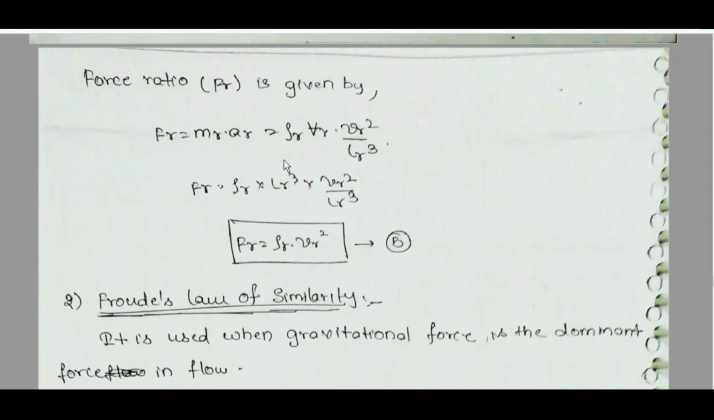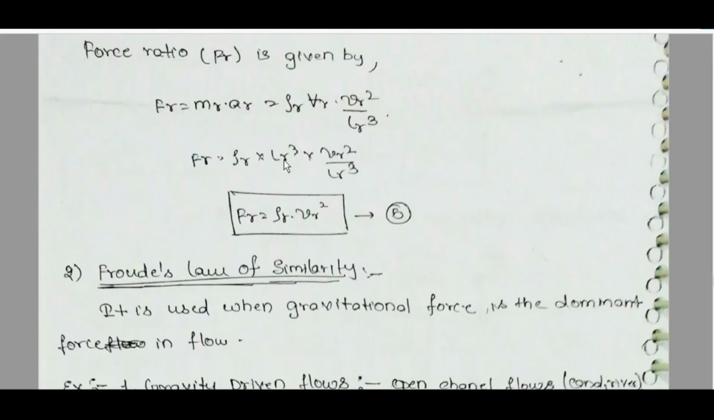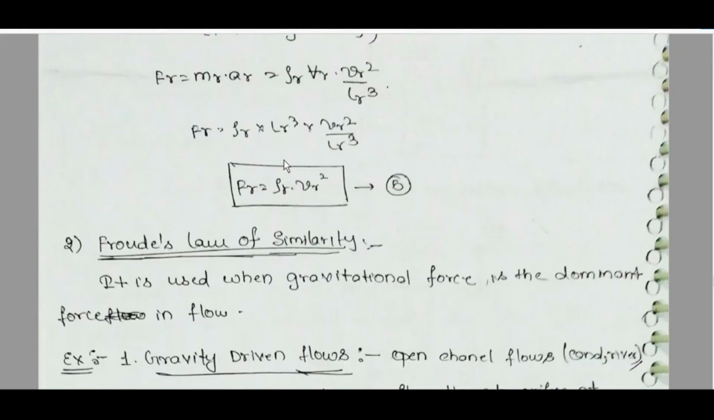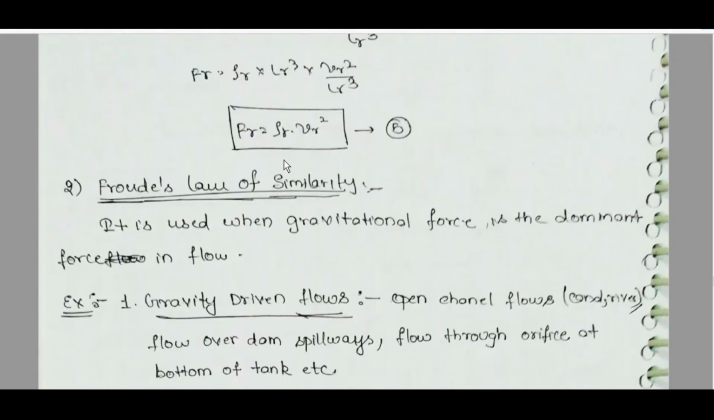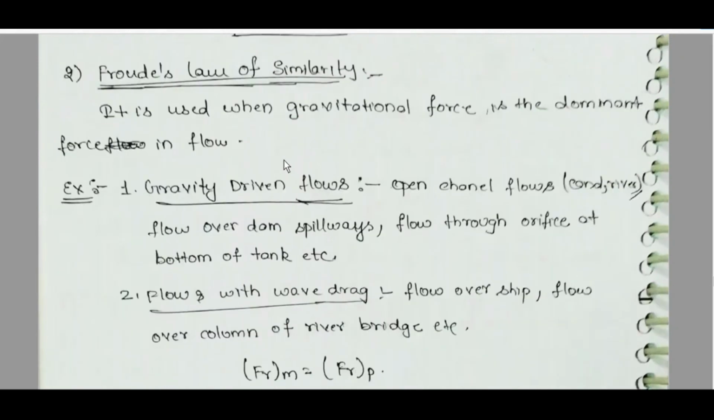Force ratio is given by Fr is equal to Mr Ar is equal to rho r Vr, into nu r square by Lr cube, is equal to rho r Lr cube into nu r square by Lr cube. Fr is equal to rho r into nu r square.